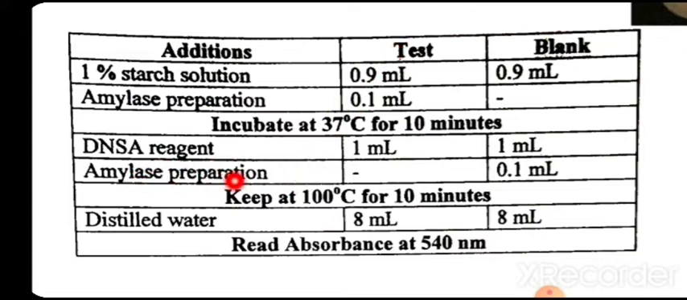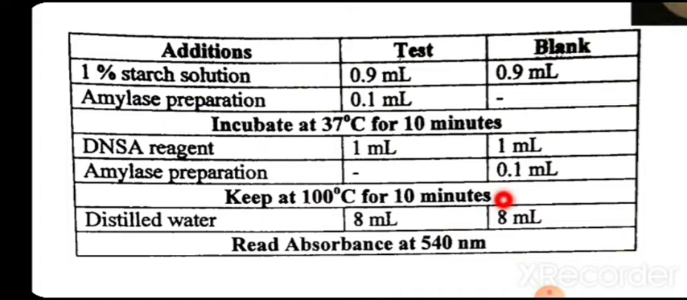Then, amylase preparation: there is no addition in test because it has been added earlier. And then after that, in blank, we can add that amylase preparation. Then these tubes will be kept in a boiling water bath for 10 minutes. Remember that here, even if we add amylase preparation, the reaction is not going to proceed because we have already added the DNSA reagent and the tubes are now exposed to 100 degrees Celsius for 10 minutes.